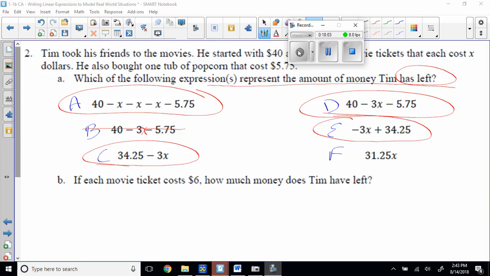They moved them around. Ladies and gentlemen, what is the mathematical property that we call that? Ladies and gentlemen, which one is it? Oh, it's the commutative property, right?